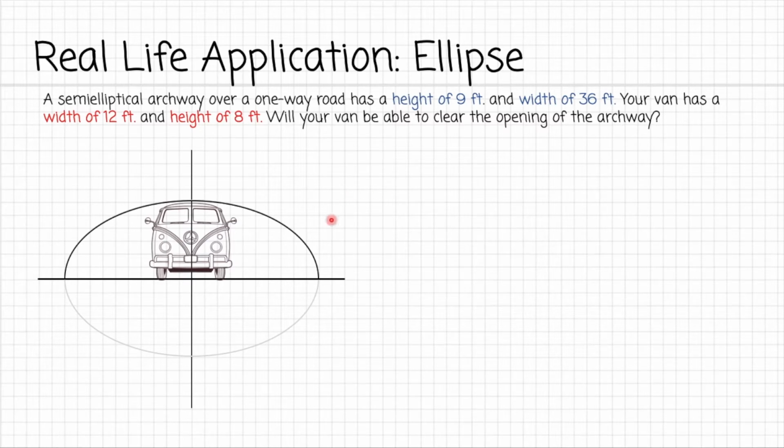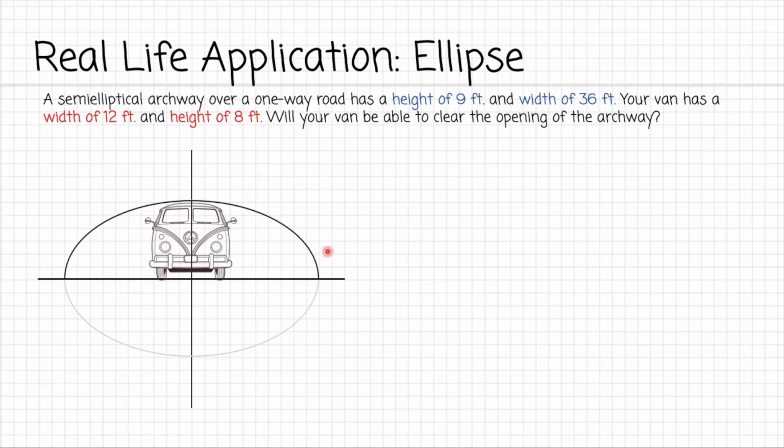Now, I've already pre-made my illustration over here. So here's the semi-elliptical archway, and here is our van. And to help us solve this problem, we can input the given from this problem into our graph or illustration to help us better visualize and see how everything goes together.